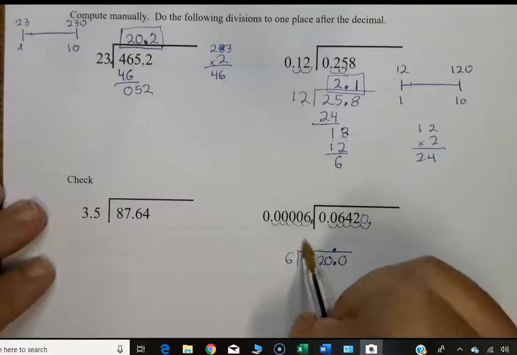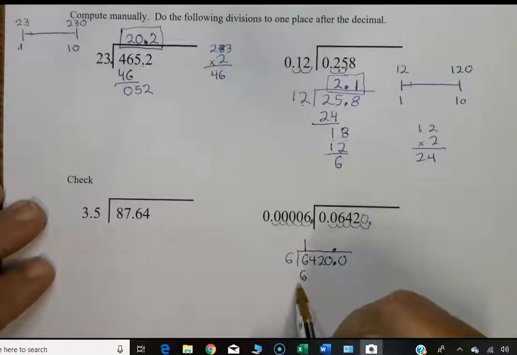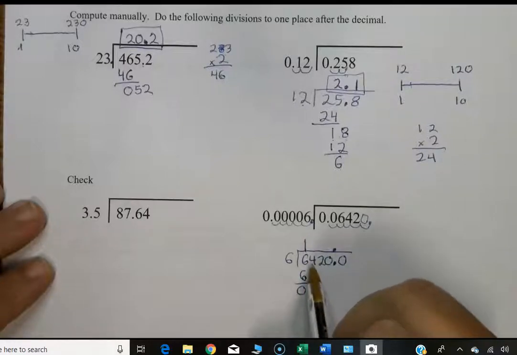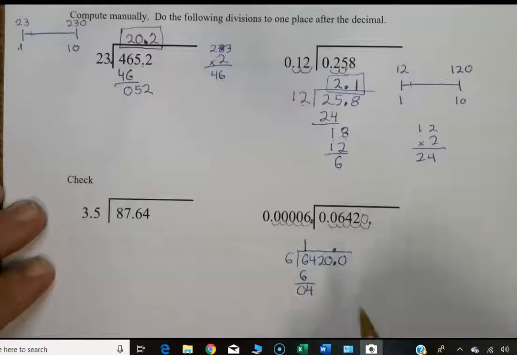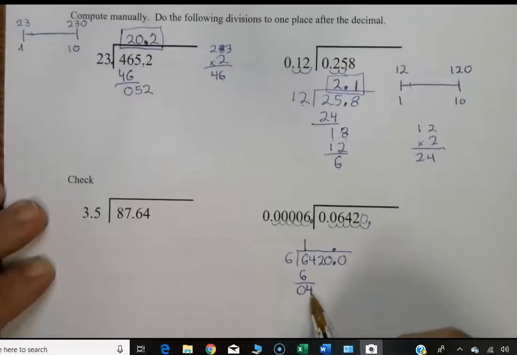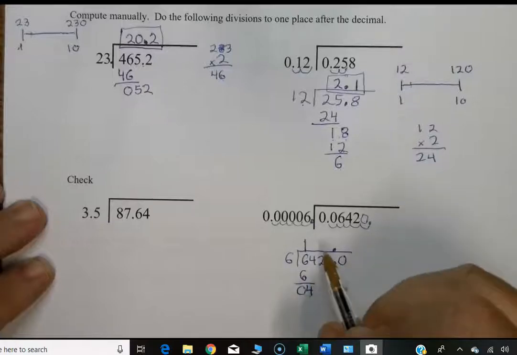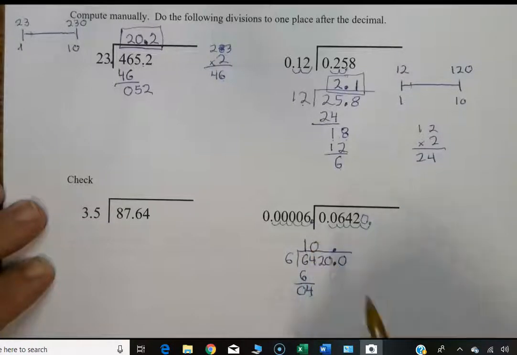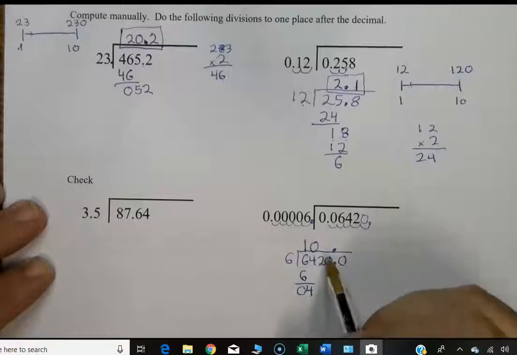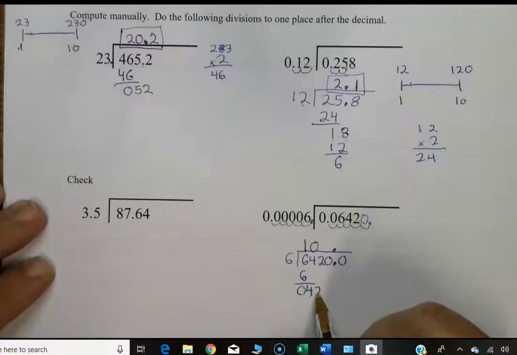6 goes into 6 one time. 1 times 6 is 6. Subtract, you get 0. Now you pull down the 4. 6 does not go into 4, so we did our pull down, and it's still not a big enough number to fit the 6, so now you have to come up and put a 0 there. Don't forget that. Now you do the second pull down, you bring the 2 down to make it 42.